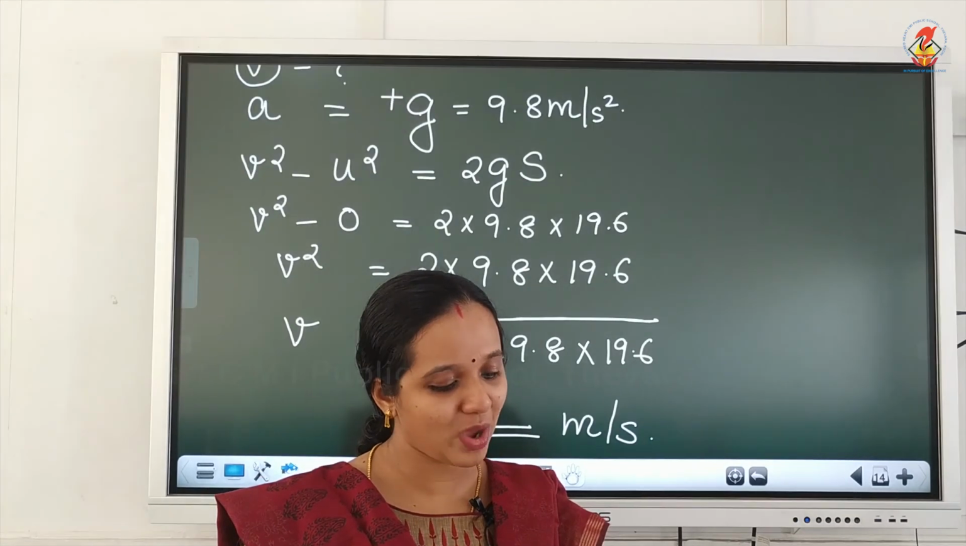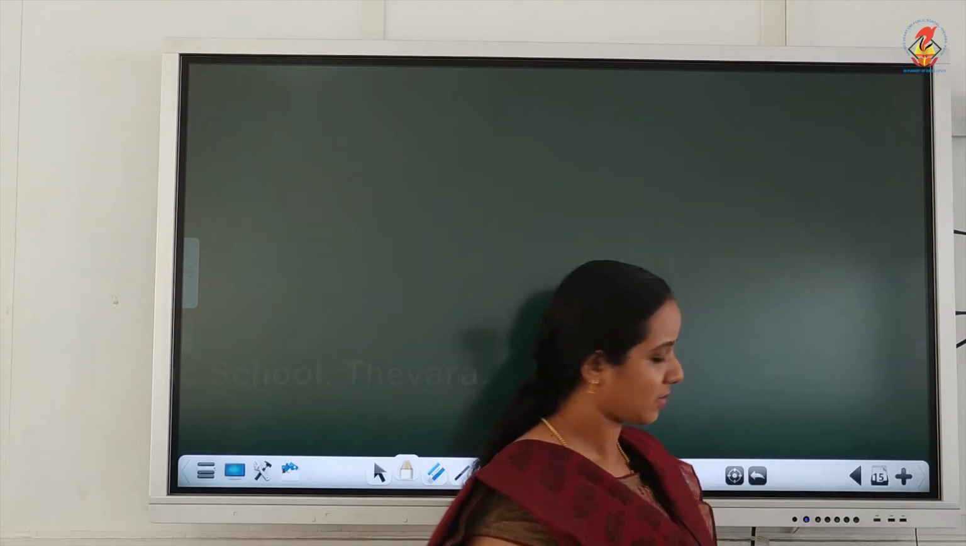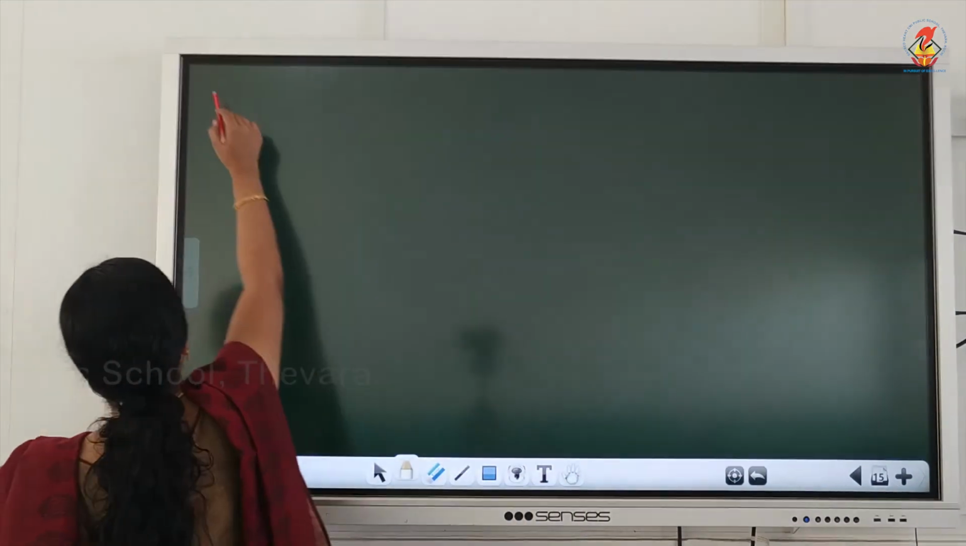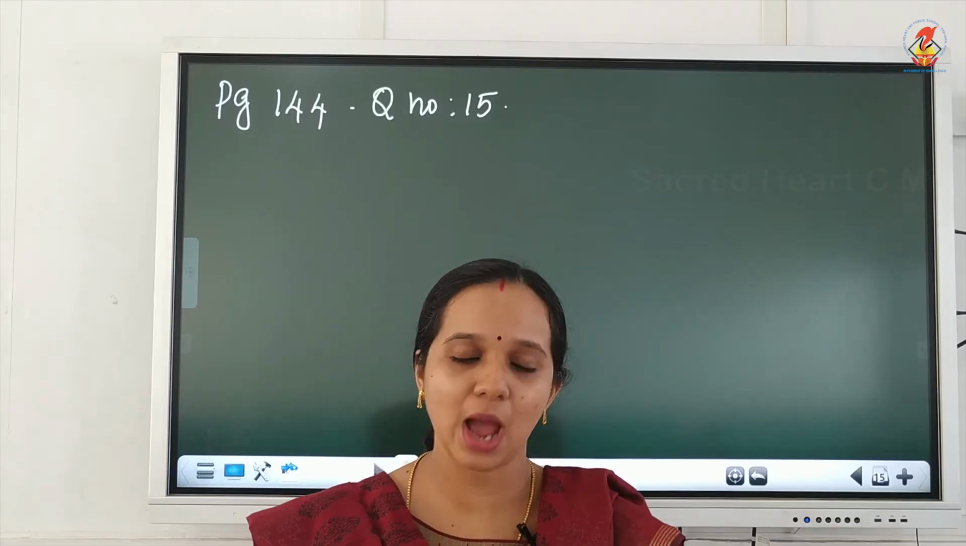Now moving on to question number 15. Again on page number 144, refer question number 15. Question is, a stone is thrown vertically upward. So it is thrown vertically upward.